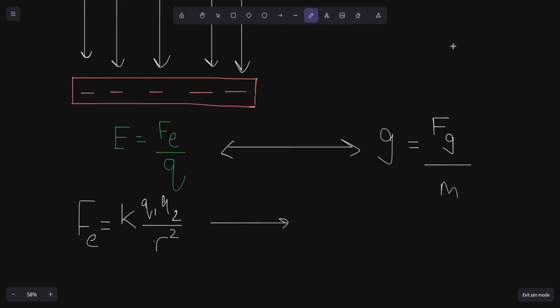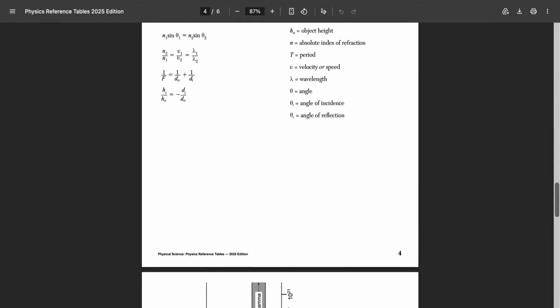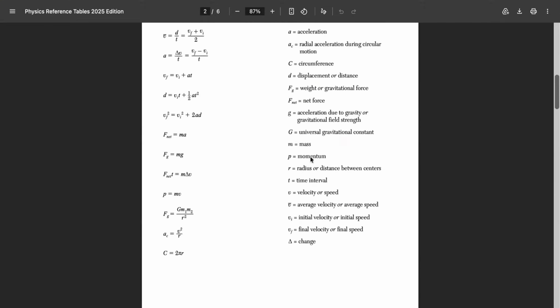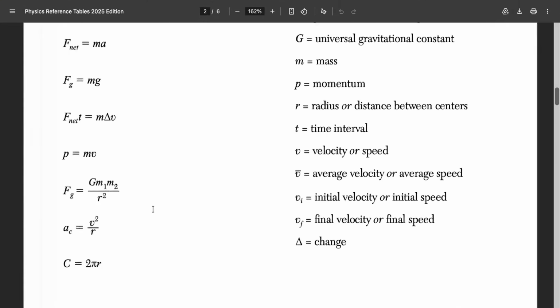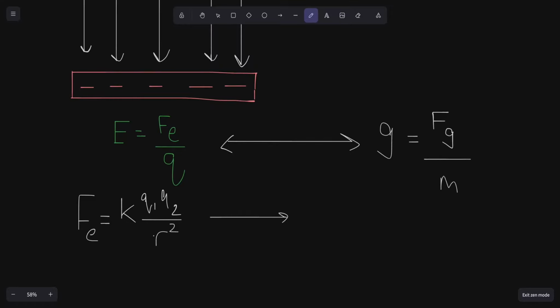Well, what's that similar to? In your reference guide, there's a pretty clear one that this is similar to, that you've definitely encountered before, and it's this one. The force due to gravity is equal to this gravity constant, I'm just going to call it that, times mass 1 times mass 2 divided by R squared. The only difference is that positive and negative charges can repel, but gravity is only attraction. But it's very, very similar. There's a lot of connections there.